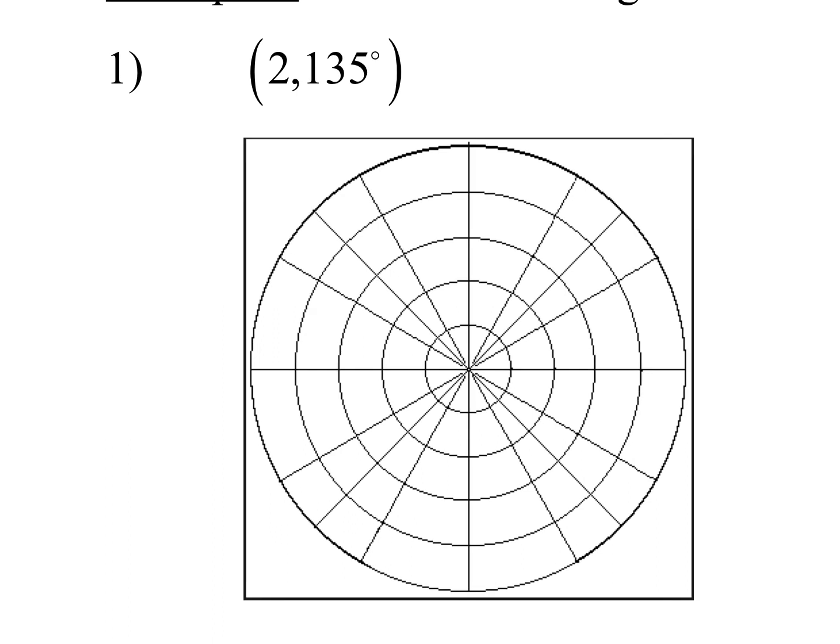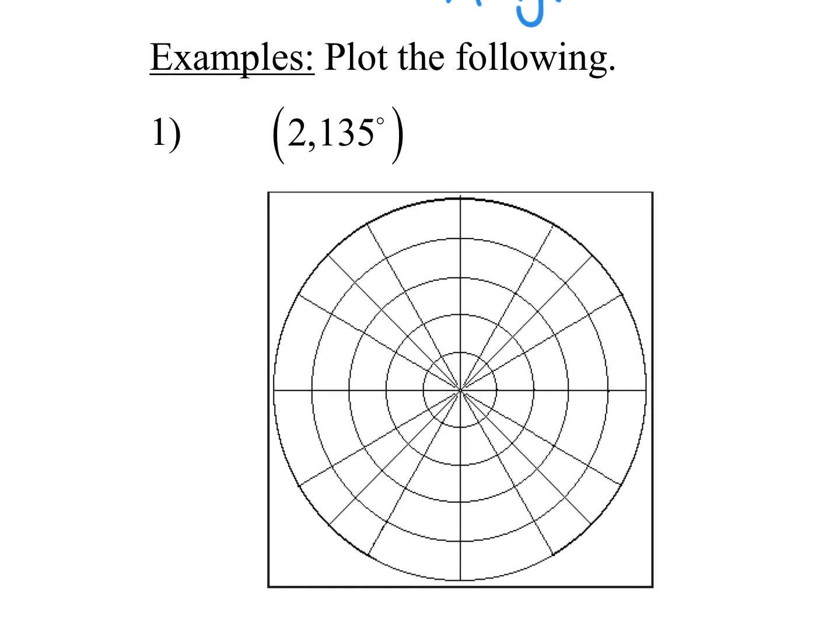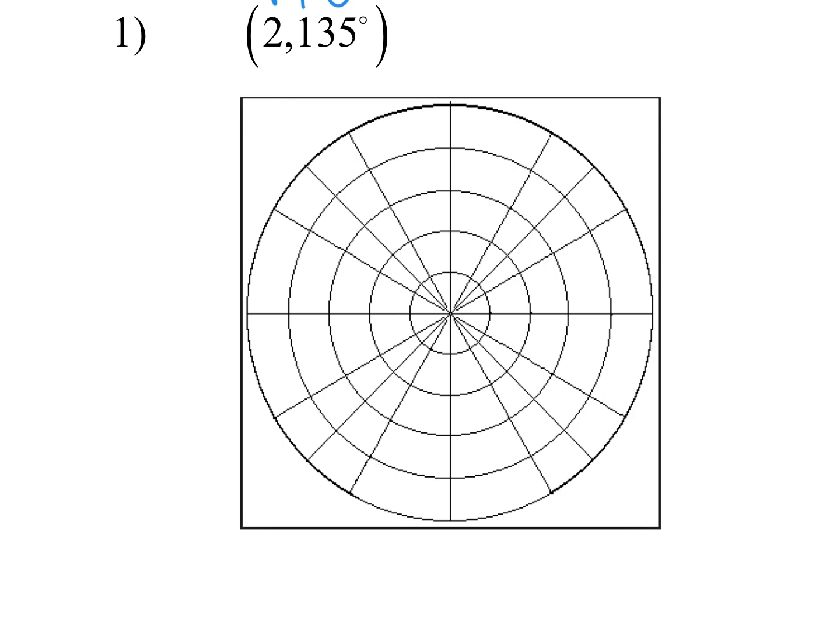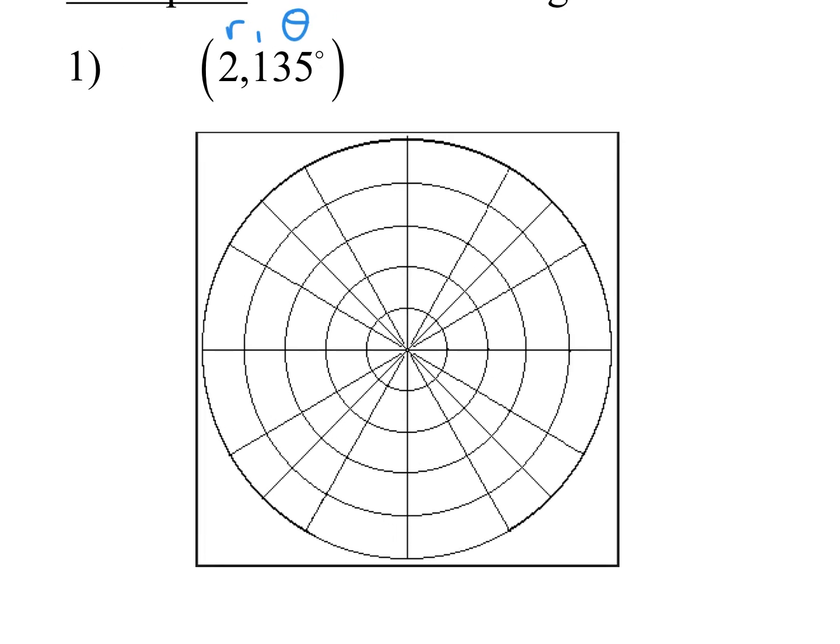So here in example 1, we are plotting some coordinates. Remember that these coordinates come in the form (r, theta). So that r value of 2 tells us that we are 2 units away from the central pole. So we are somewhere on this second ring, right, as we count out from the middle. And where on that second ring are we? Well, at a 135-degree angle, starting here, right?